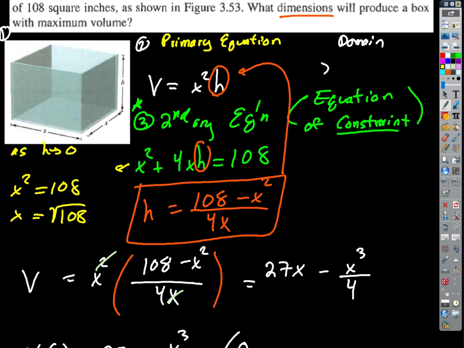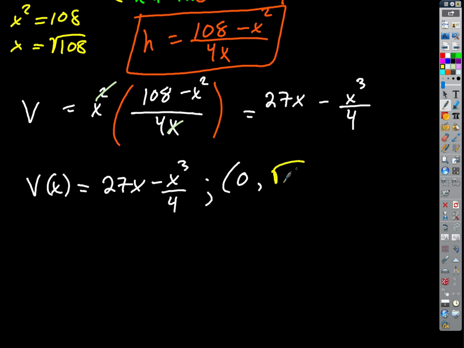Somewhere on that domain, and I could have that, so I'll put an open bracket there. Somewhere on that domain, we should probably expect that we're going to get a relative maximum, a peak somewhere that's going to give us our answer. Right? Does that make sense?